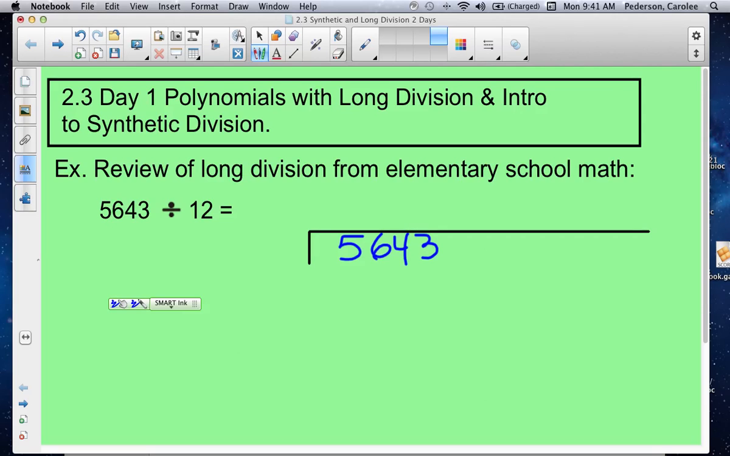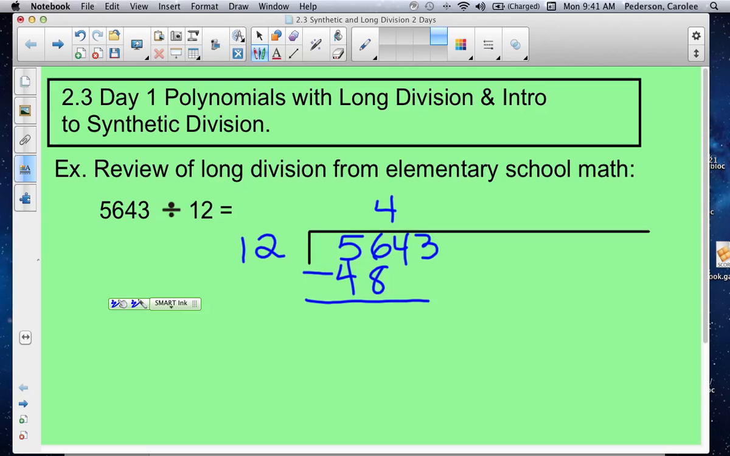5,643 goes underneath that division symbol, and the 12 goes out in front. Then we look and see if 12 goes into 5. It doesn't. 12 goes into 56 4 times. So you put the 4 above the 6. And now we multiply. 4 times 2 is 8. 4 times 1 is 4. Put the line underneath it, and then you always subtract.